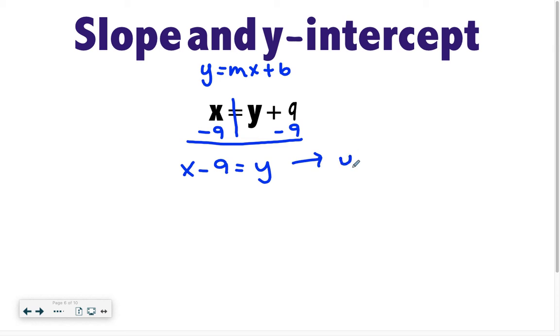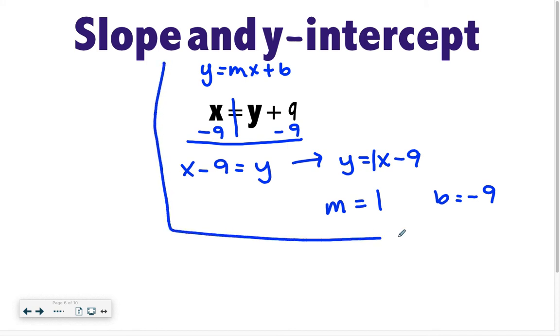I'm just going to rewrite it with the y first. So y equals x minus 9. Same thing, right? I just wrote it with a y first. Now I can say my slope and my y-intercept. So my slope, I don't see a number written in front of x. So is my slope 0 since I don't see a number? No. My slope is actually 1, because since there's an x there, there's at least one x. Okay? So our slope is 1. And then our y-intercept is negative 9.